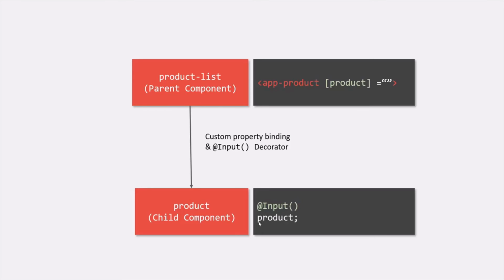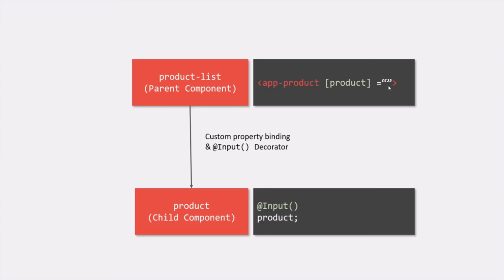Now, when we have decorated this product with the @Input decorator, this product can be used like an attribute on the component selector. So for this product component, the selector is app-product. And we are using that selector in the view template of the parent component, this product list component. And there we are using that product, basically this product property, like an attribute. And here we are binding that property using square brackets like this, using the property binding syntax. And to that, we can assign any value from the parent component.